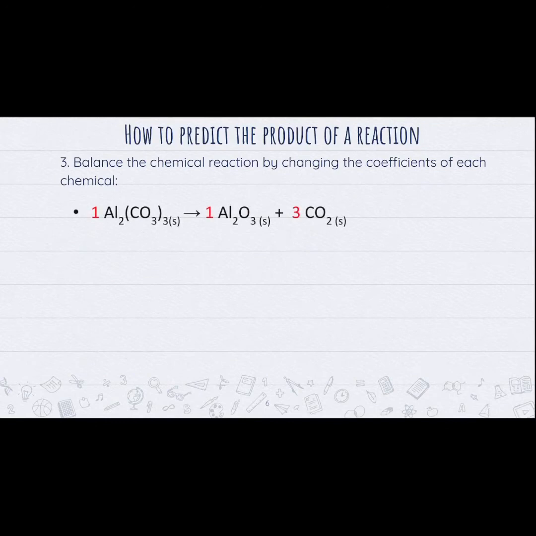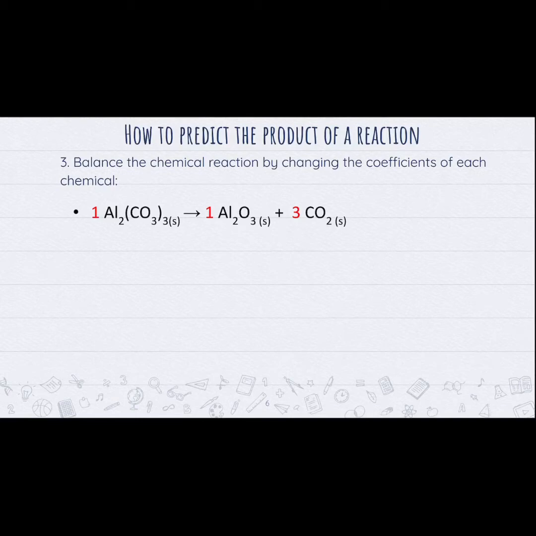Step 3, we need to balance the chemical reaction by changing the coefficients. So again, this is where you would write out each element on each side of the arrow. So like on the left, I have 2 aluminum, and then I have 3 CO3s. On the right, I have 2 aluminums. I have 3 oxygens. So in this case, CO3 is not written on both sides of the arrow, so I need to write out how many carbon I have and how many oxygen I have and go from there.